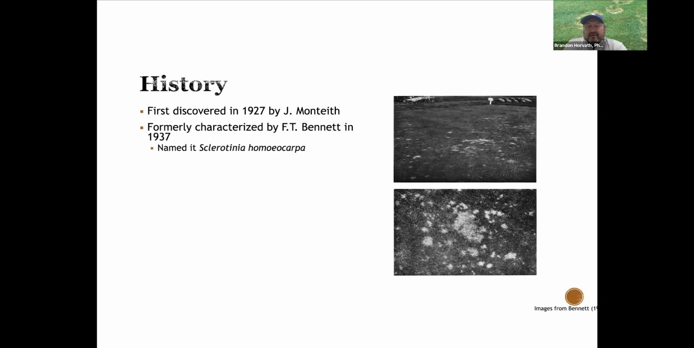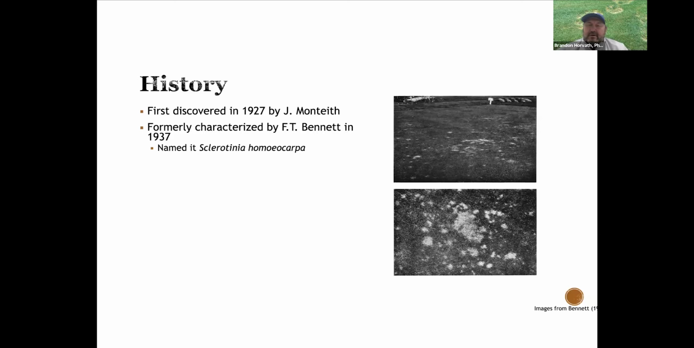And Bennett in 1937 characterized the fungus and placed it into the genus Sclerotinia and called it Sclerotinia homeocarpa. And for the next, let's call it 55, 60, maybe even 70 years, we pretty much knew that it wasn't properly in the Sclerotinia genus, but we didn't know where to put it. There were various attempts to put it into one genus or another, but it wasn't very clear where it belonged. And so it made it a real challenge to manage.